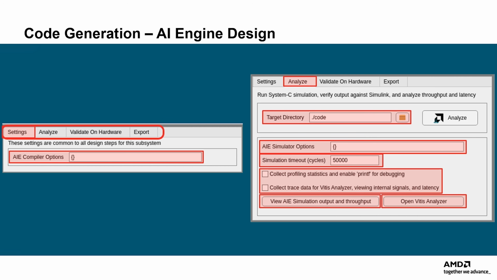The View AI Engine Simulation Output and Throughput option opens the Simulation Data Inspector for plotting the outputs of the AI Engine subsystem as simulated by the AI Engine simulator. The Open Vitis Analyzer option invokes the Vitis Analyzer tool. This option is only enabled after AI engine simulation has been run at least once after enabling.